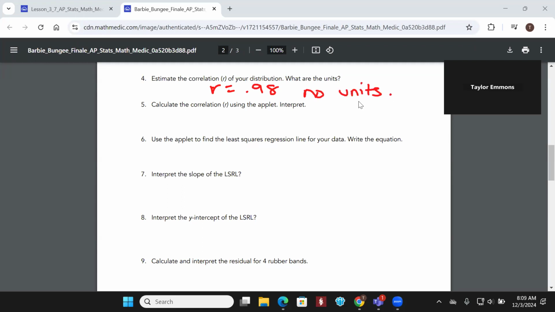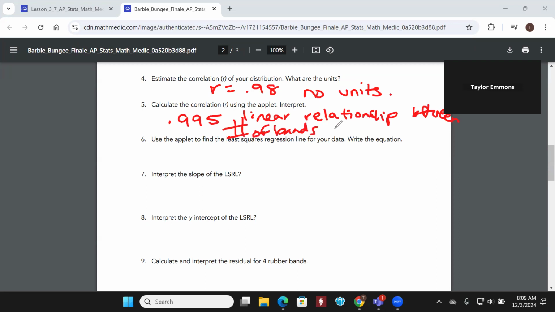All right. We're going to calculate the correlation R using the applet. If you put in your data, it calculates it for you, right? So mine was about 0.995. Now we've got to interpret. So the linear relationship between number of bands and distance is very strong and positive.